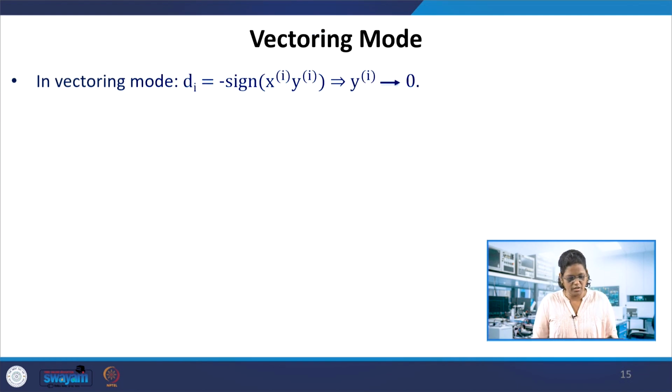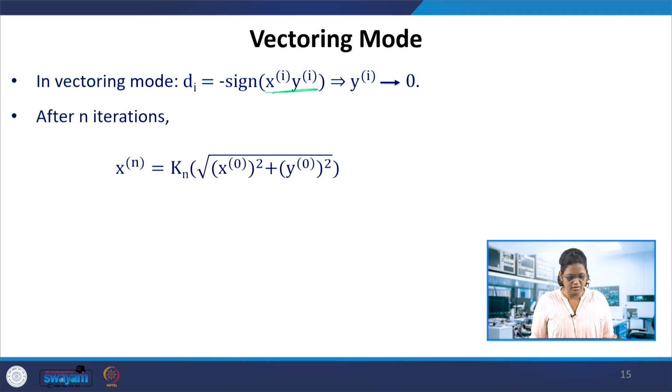If we go to the vectoring mode, we have x and y, where yi is tending to 0. So after n iterations, x of n is Kn times the square root of x0 squared plus y0 squared. So yn is assumed 0. Kn is known, and x0 and y0 are known. In the rotation mode, theta is used to compute sin theta and cos theta, and from that tan theta can also be calculated.